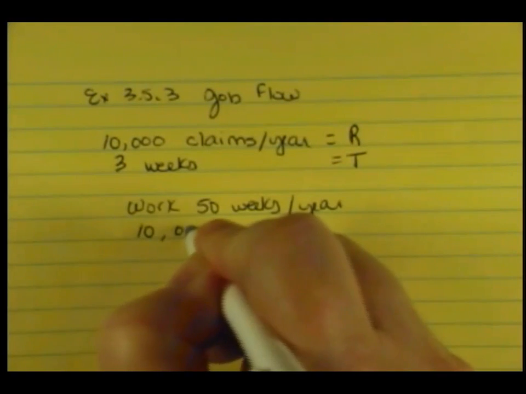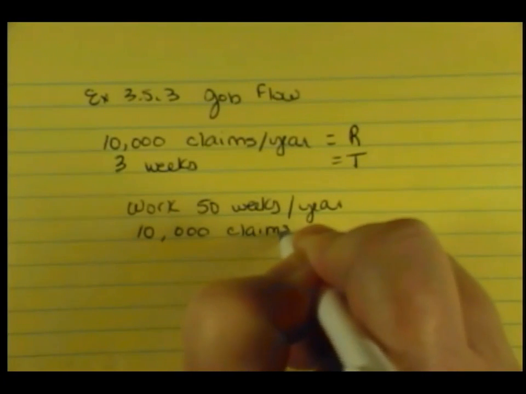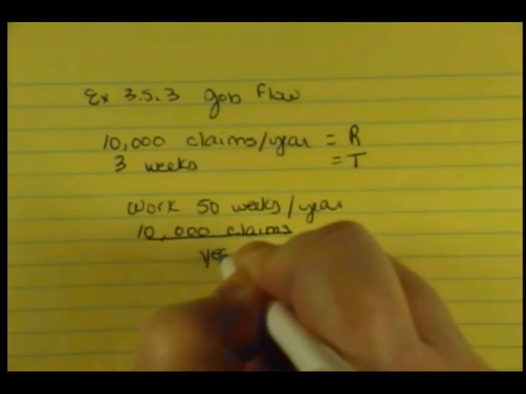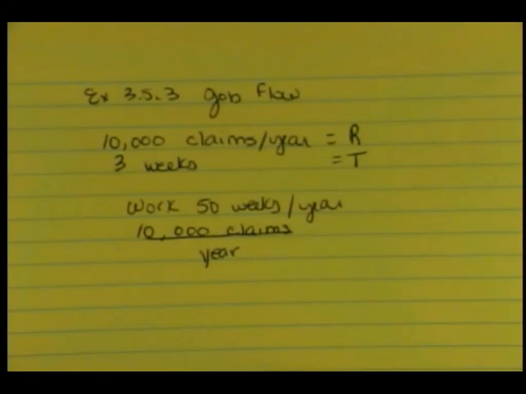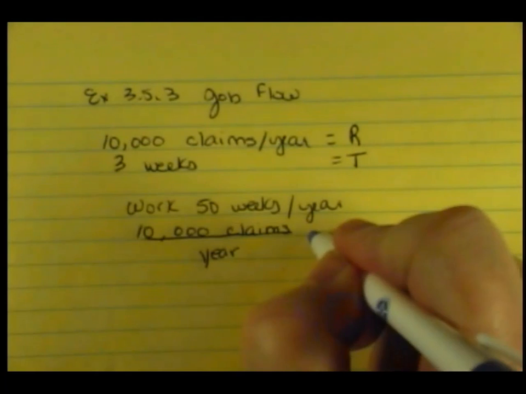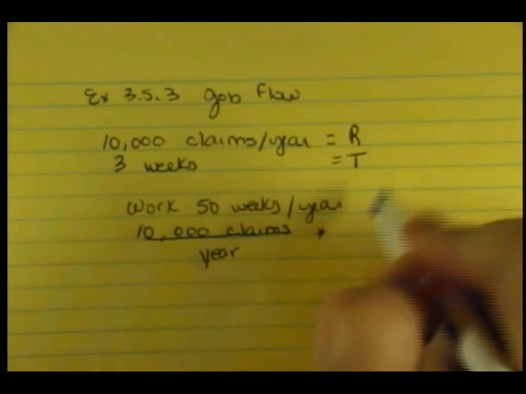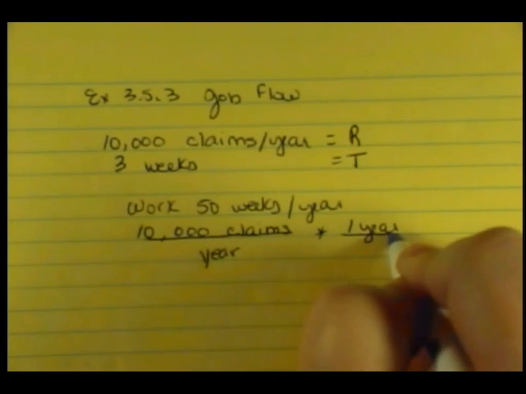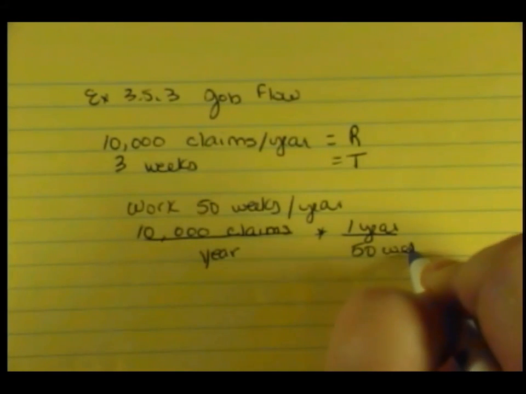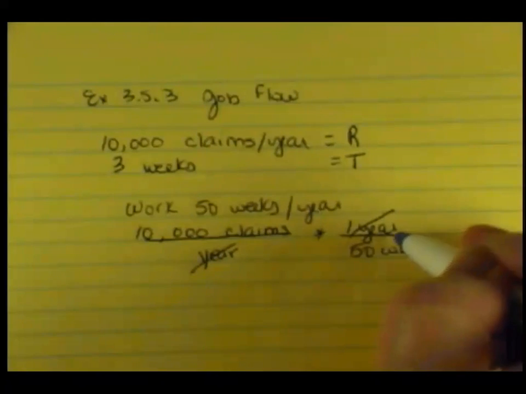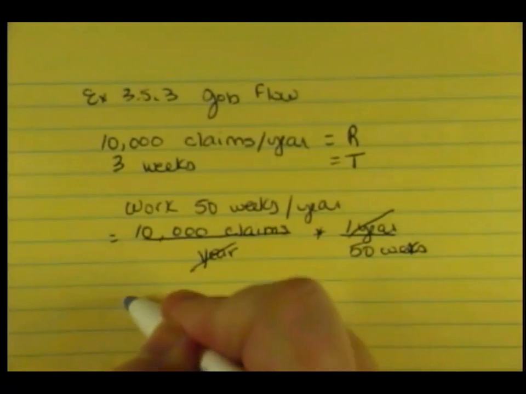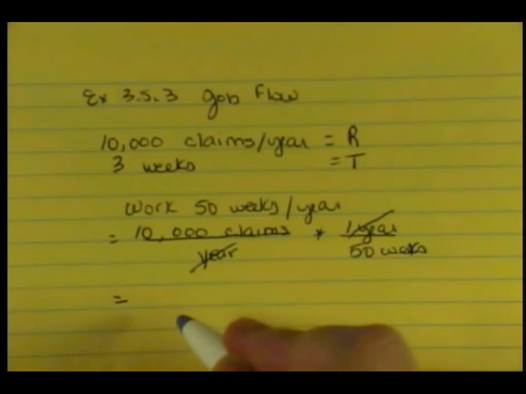We were originally given 10,000 claims per year. When you're working with these problems, remember back to your algebra. If I need to convert from claims per year to weeks, which is the measure of time we're interested in, I know that 1 year is equal to 50 weeks. So I can cancel out my years, and it becomes 10,000 claims per week. I'm just adjusting my throughput to a unit of measure that makes sense.